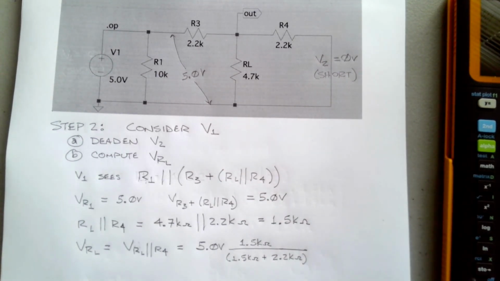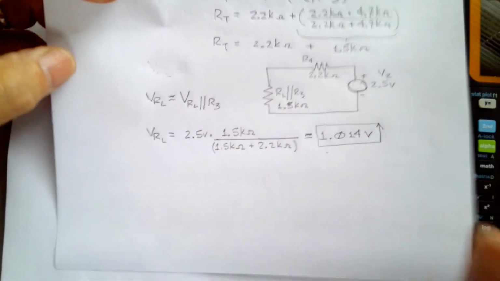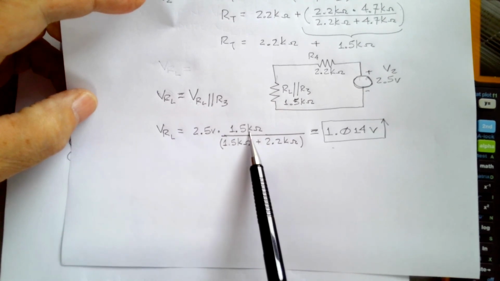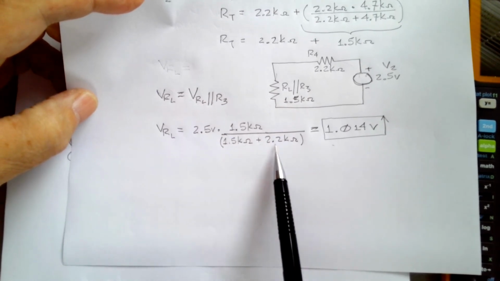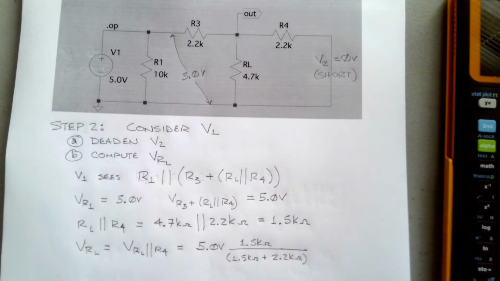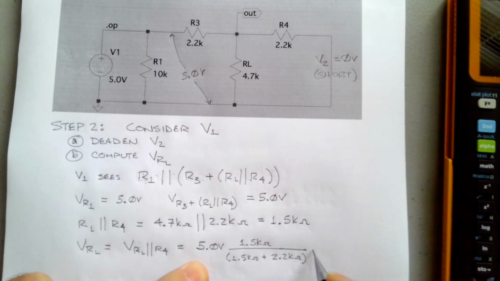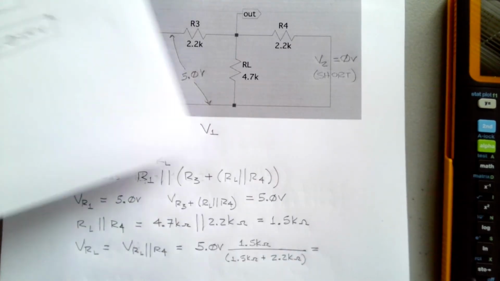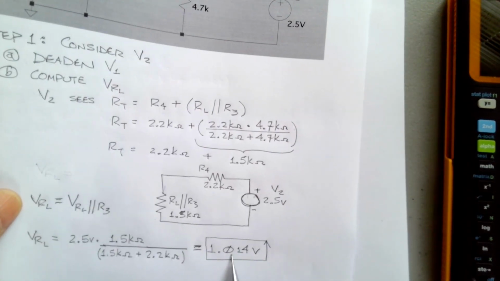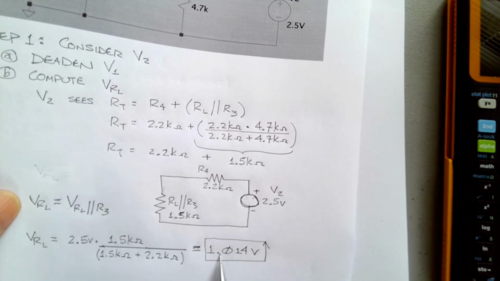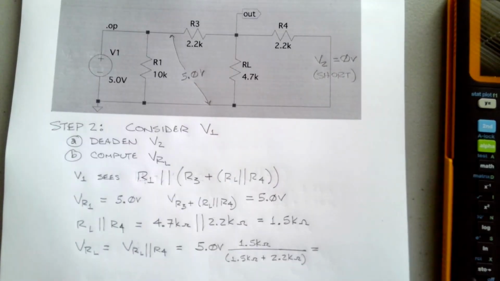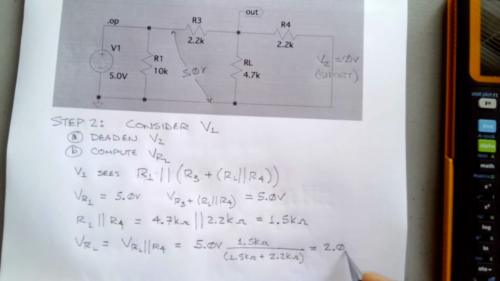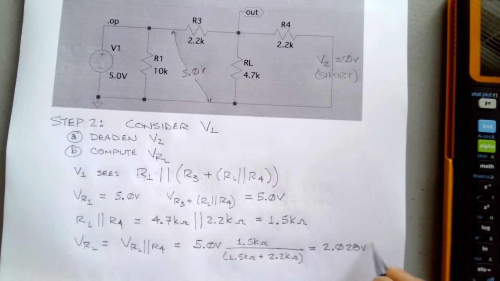Now, for the purposes of mathematics here, we just did this with 2.5 volts times 1.5k over 1.5k plus 2.2k. Now we're doing it with exactly twice that. So instead of 1.014 volts, it should be 2.028 volts. And that's what I'm going to do. I'm going to say it's equal to 2.028 volts.